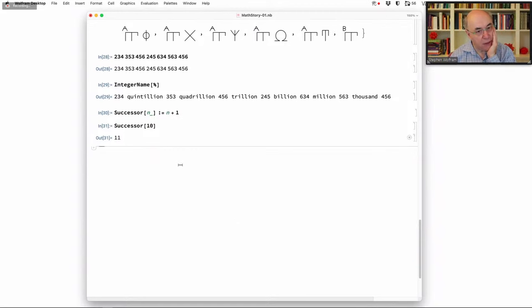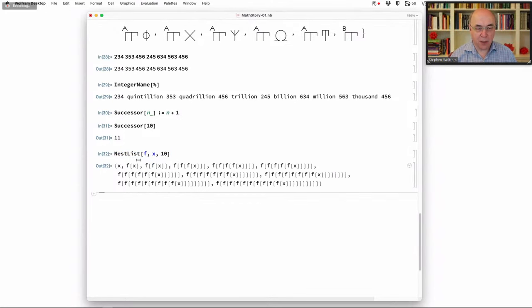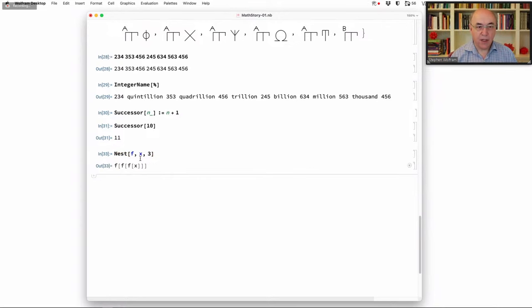Now, an interesting question is, if we've got this successor operation, what happens if we just keep doing it? So we have this very convenient function Nest. Actually, we'll have NestList, which will progressively do something. So for example, let's just do Nest f x 3. It will say, I'm going to do f, and then I'm going to do f on the result of that, f on the result of that. I'm going to do that three times. So what do we get? If we take the successor of zero three times, rather unsurprisingly, we get the number 3.